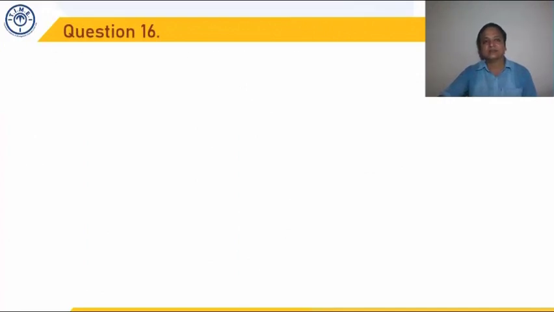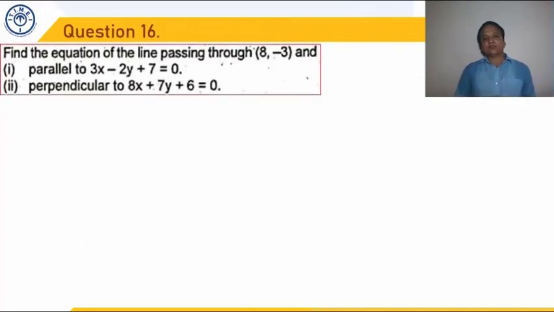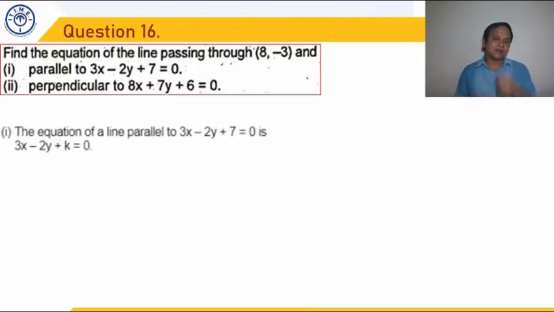Question number 16. It says find the equation of a line passing through (8, minus 3). The line is passing through (8, minus 3) and the first part says parallel to this line. Now parallel lines have the same slope, or their coefficients of x and y as well as connecting sign are also the same. So the equation of a line parallel to 3x minus 2y plus 7 equal to 0 is of the form 3x minus 2y plus k equal to 0.